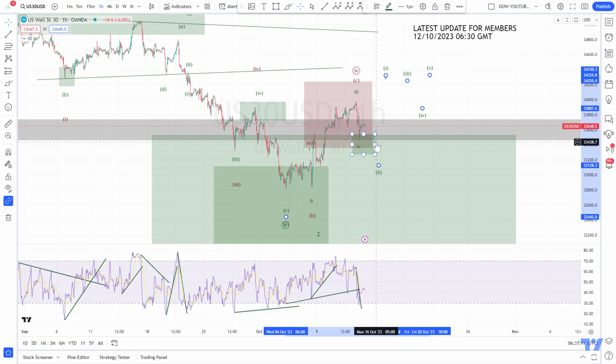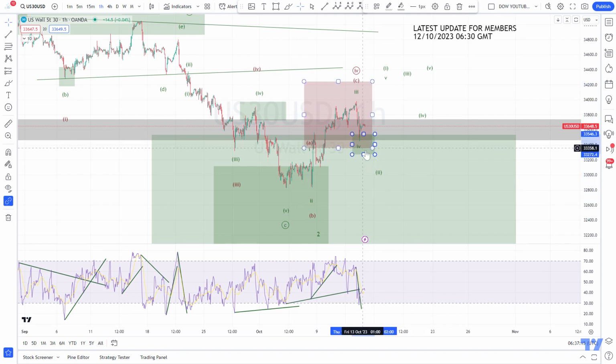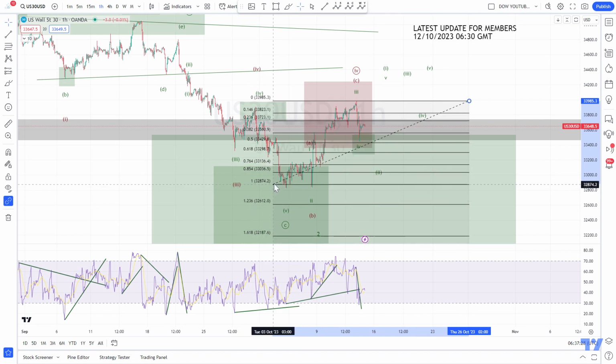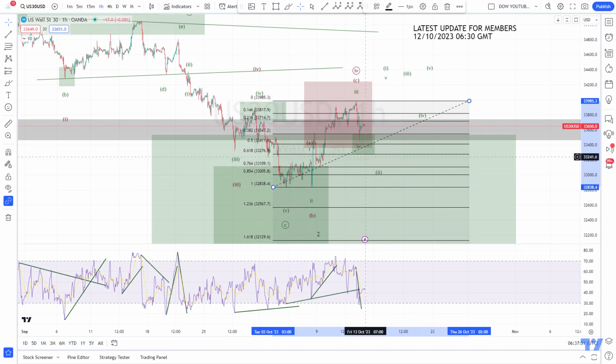However, if we would take out this area right here, so that means as soon as we cross here the 0.618 fib retracement, then I believe this was just a corrective move up, and we will get another impulse down as a fifth wave, and then we just take out this low here.